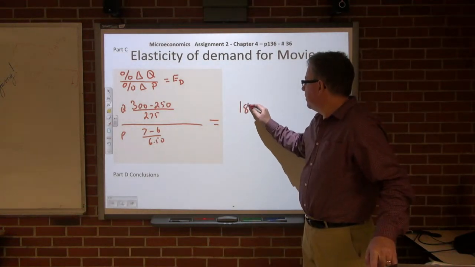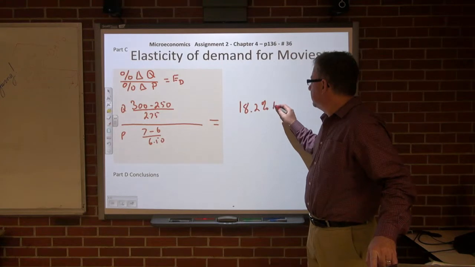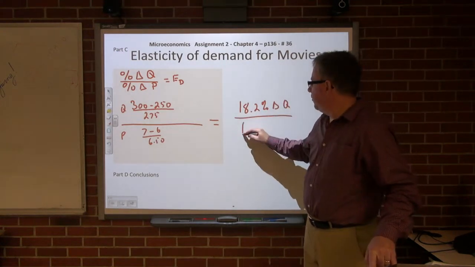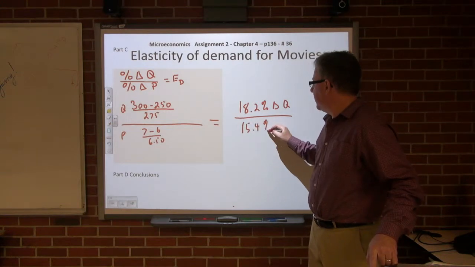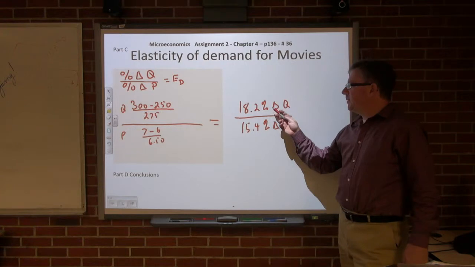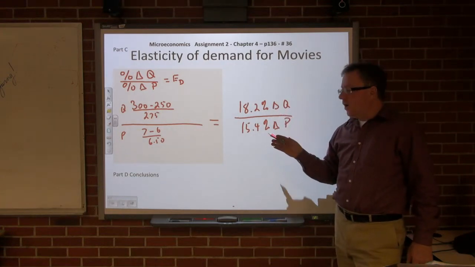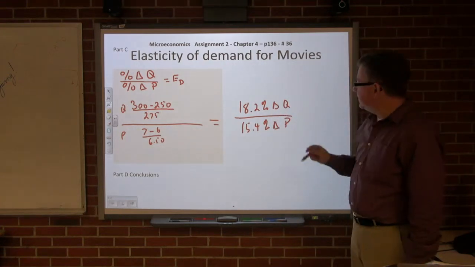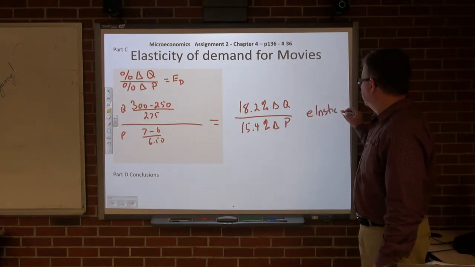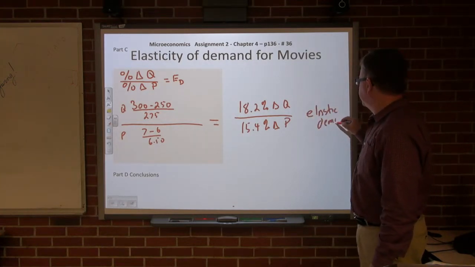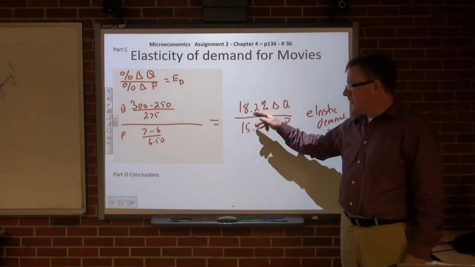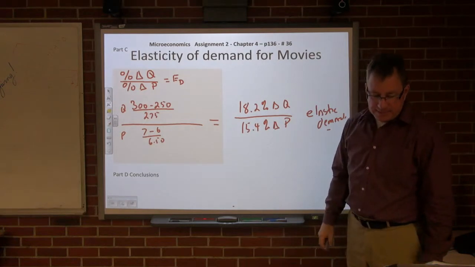So if we do the math on that, what we'll end up with is an 18.2% change in quantity over a 15.4% change in price. And again, we see a much bigger shift relatively in quantity over price, and this is an indicator of elastic demand. So whenever quantity changes more than price relative to one another, it's elastic demand.